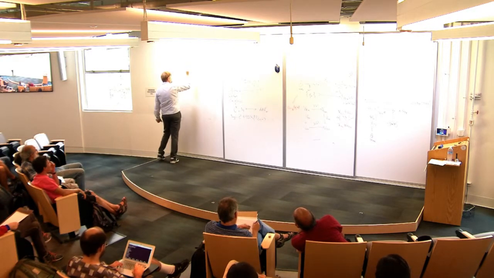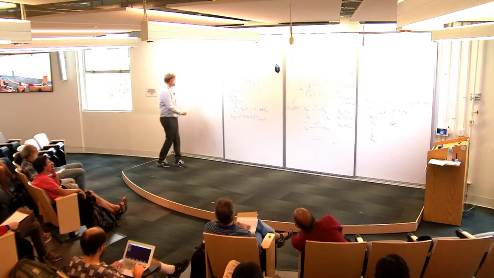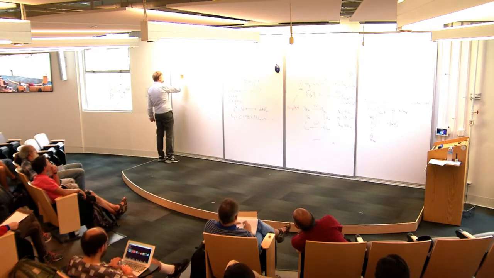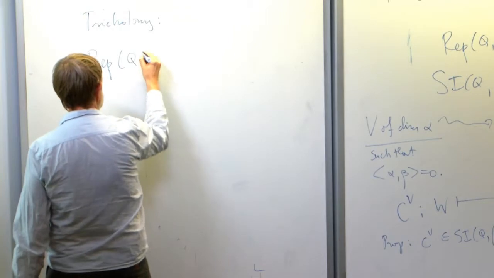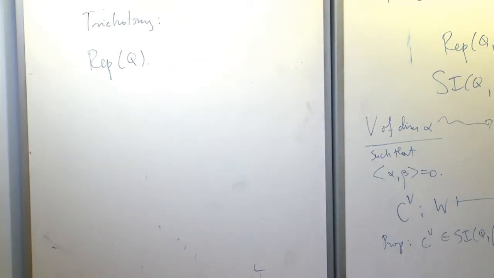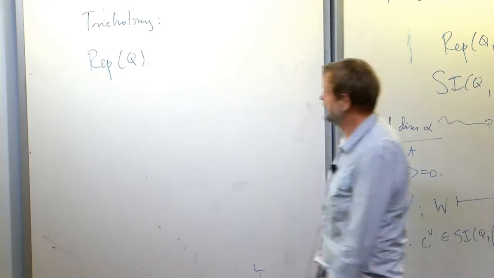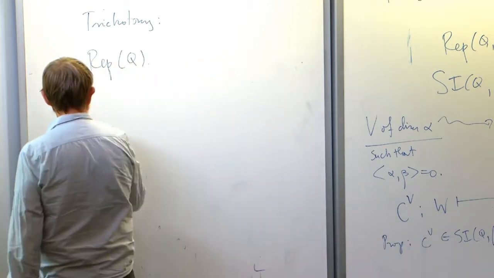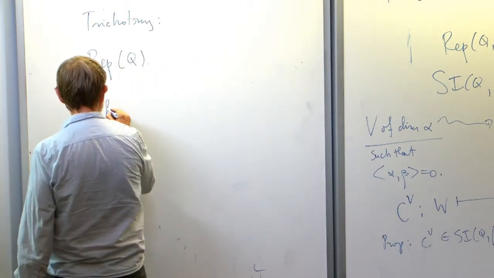So basically we look at the representations, we fix Q and we look at rep Q. And now the question is, how many indecomposables do we have? Can we describe them? There are three possible behaviors. First, finite representation type.